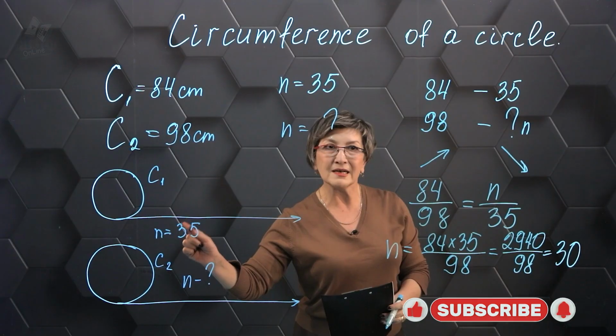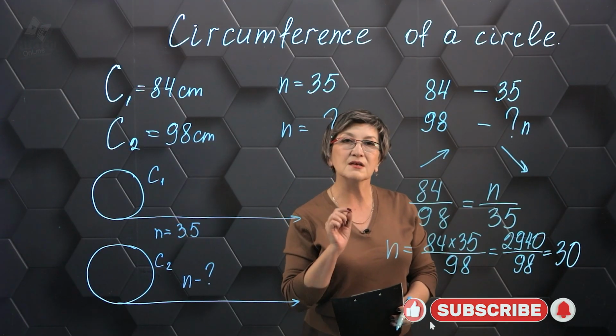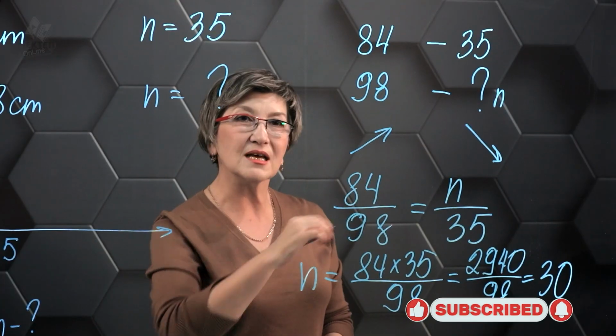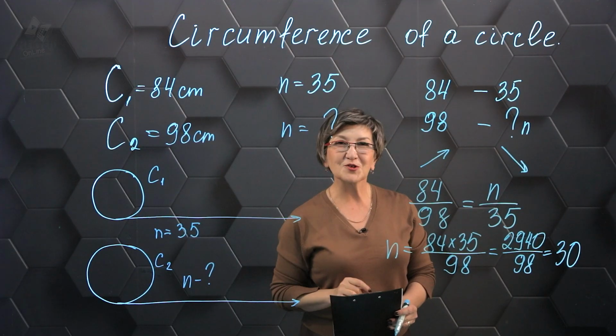The wheel that has a longer circumference will make fewer revolutions. We solved this problem by making a proportion, and today our lesson has come to an end.